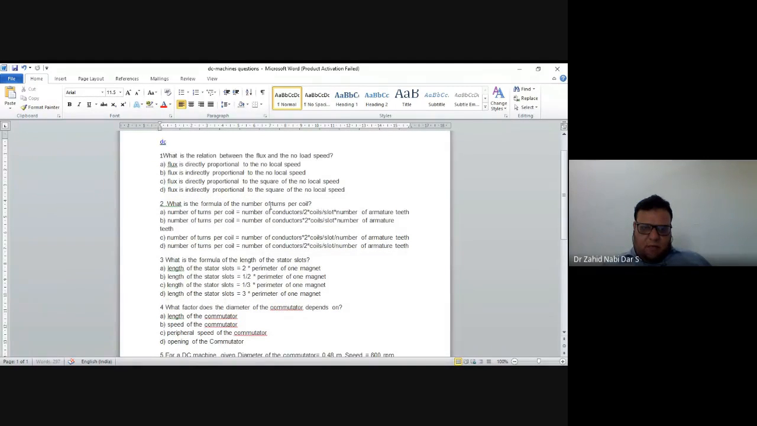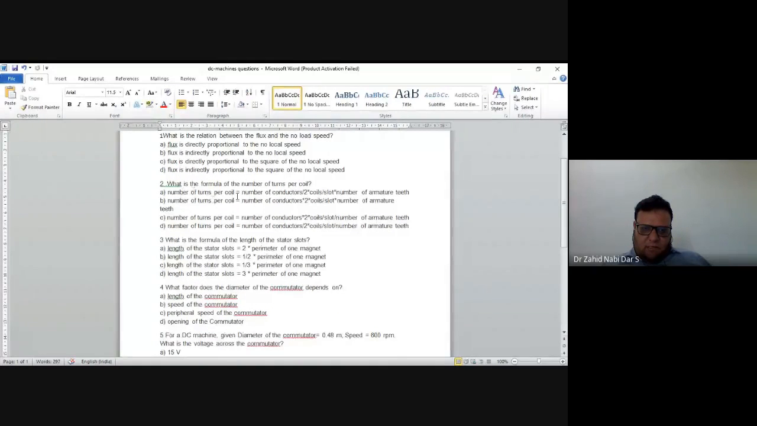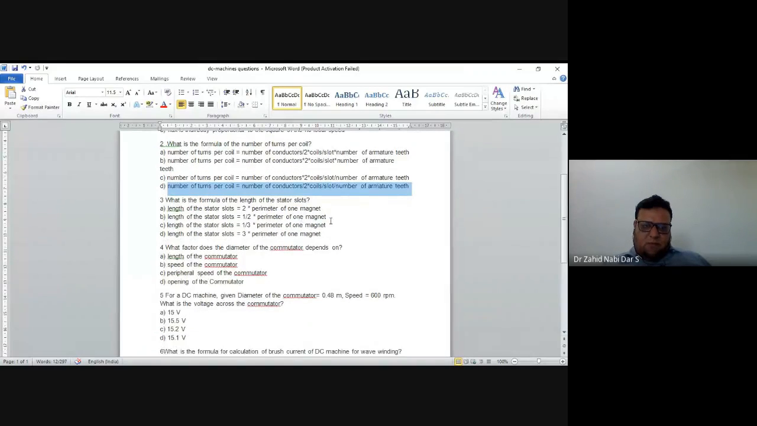What is the formula of the number of turns per coil? Option A is number of turns per coil is equal to this. Option B is number of turns per coil is equal to this. Option C, number of turns per coil is equal to this. Option D is this. Question number 3 is, what is the formula of the length of the stator slots? Length of the stator slots is 2 into perimeter of one magnet, half, 1/3, 3 times.